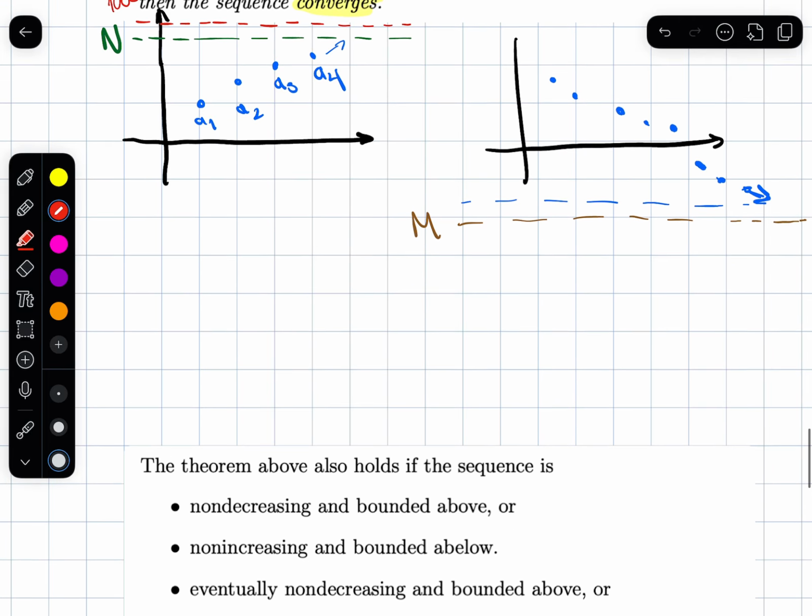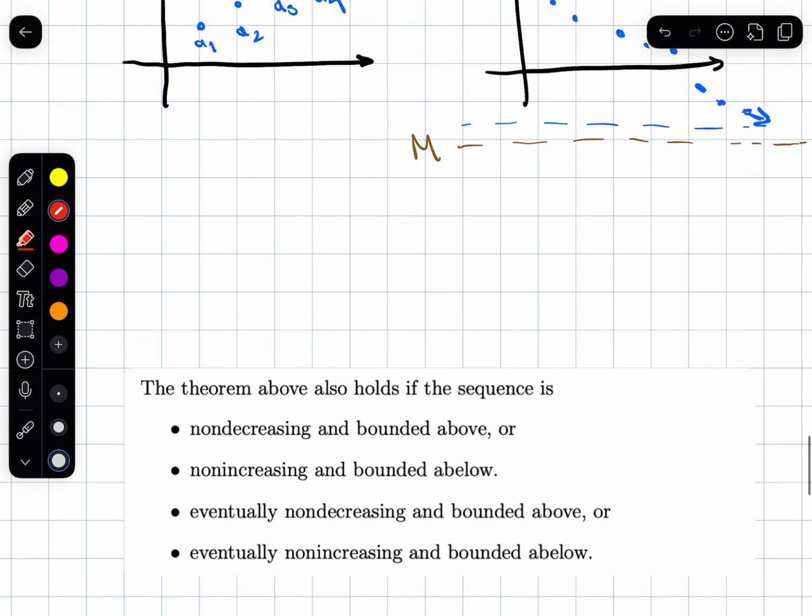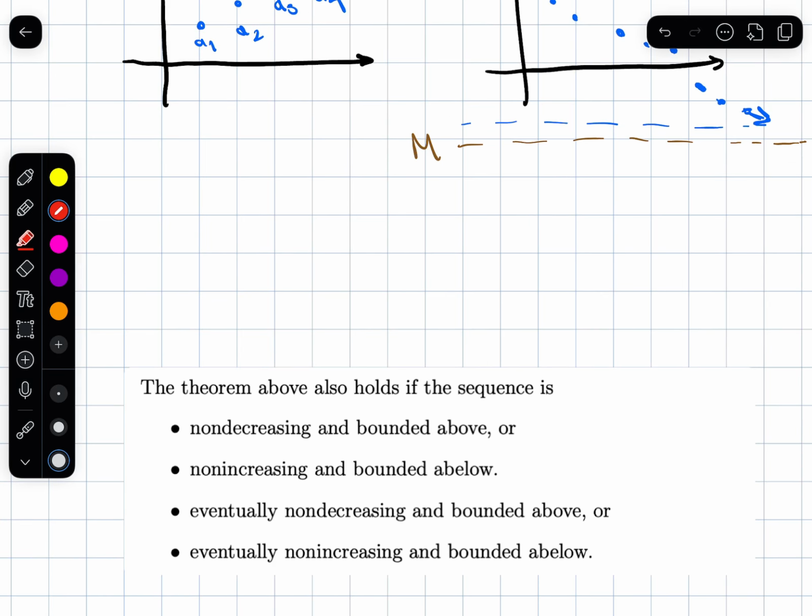Last observation I want to make is that this theorem also holds in the following combinations. If your sequence is non-decreasing and bounded above, so even if it doesn't go strictly up all the time, if it stays constant for some time and then maybe goes back up, or stays constant for a long time, as long as it doesn't ever go down and is bounded above, then we still have a convergent sequence.